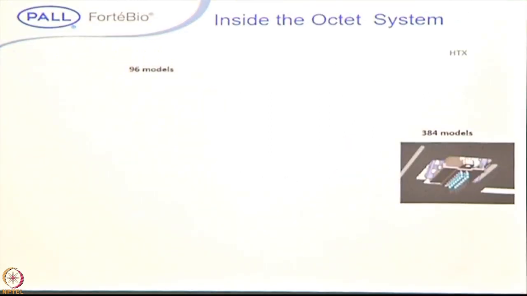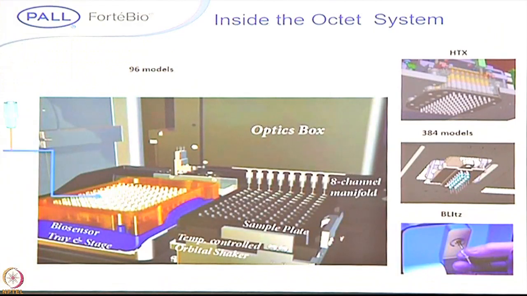If you look at the instrumentation inside the Bio-Layer Interferometry Octet platforms, this is the spectrophotometer here. It is connected with a robotic arm, and these are the sensor trays. If you look at it, this is a 96-well platform. The robotic arm picks up the sensor and dips it into your 96-well plate. For the sample plate, we have an orbital shaker and temperature control.